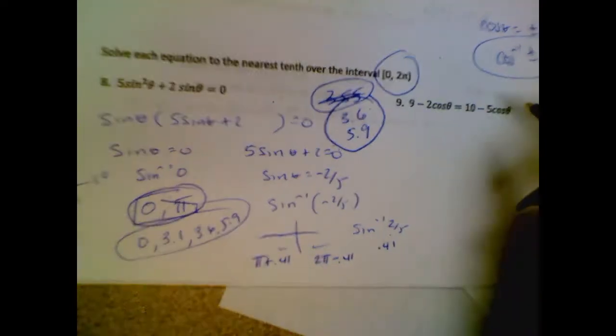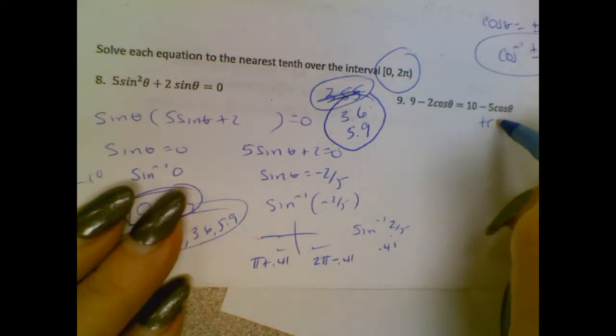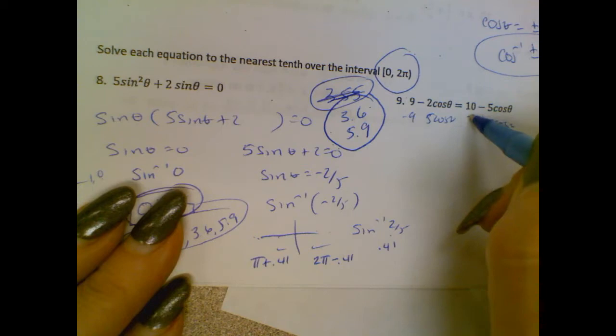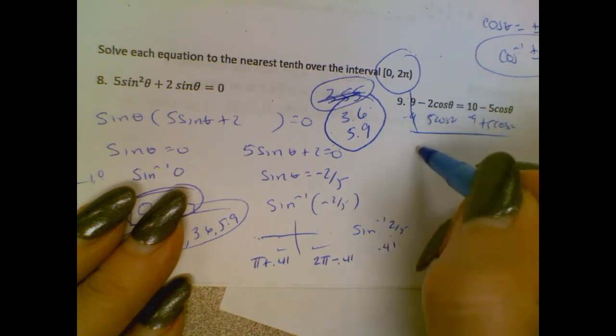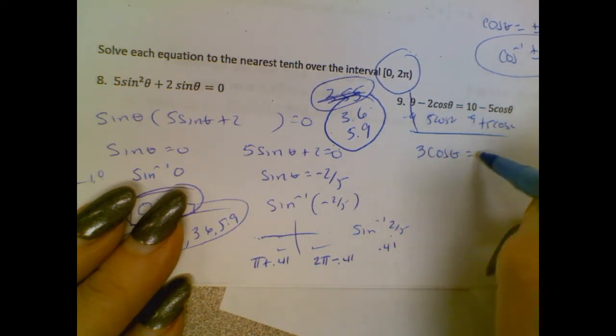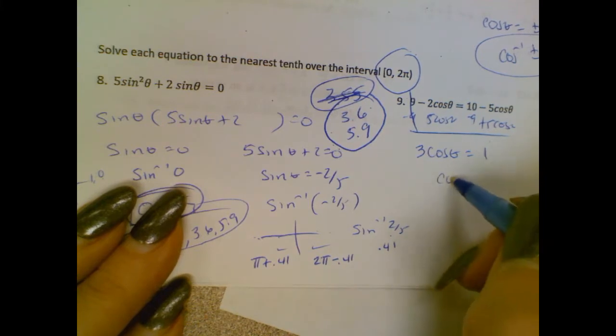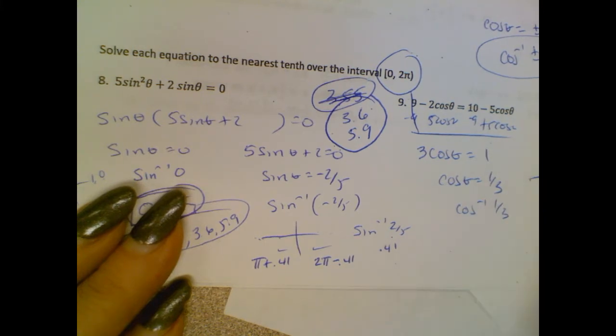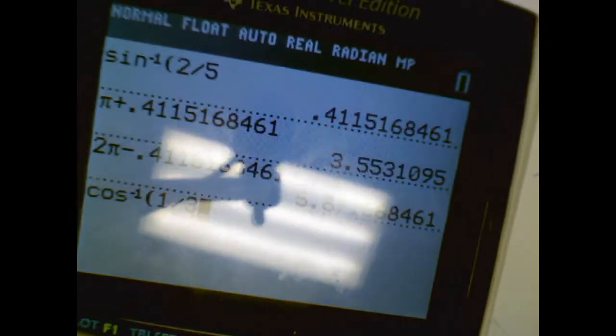Over here, if I was doing this problem, I would add 5 cosine theta over here and subtract 9 over here. And to get 3 cosine theta equals 1. So cosine theta equals 1/3. So arc cosine is 1/3. Cosine's positive here and here. So we're going to type in second cosine of 1/3.